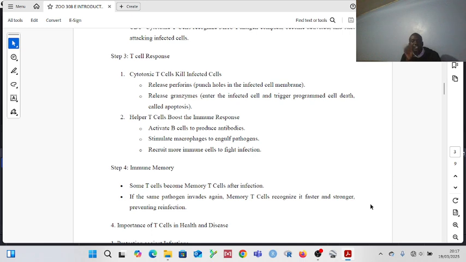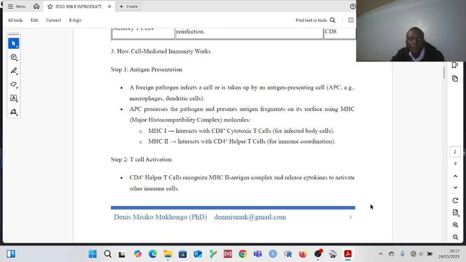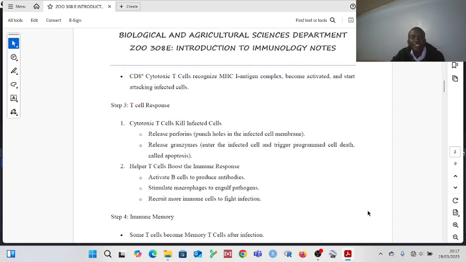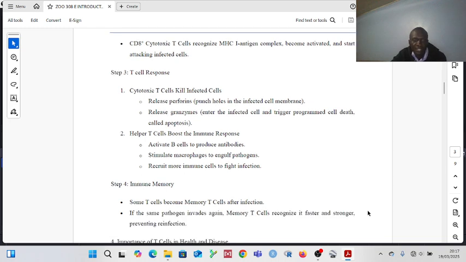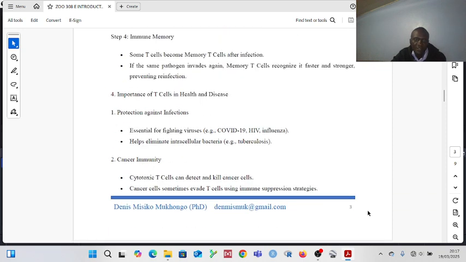Okay, so those are the 4 steps through which this cell-mediated immunity works. So the first is antigen presentation. The second is T cell activation. The third is T cell response. And the fourth is the formation of the memory T cells.